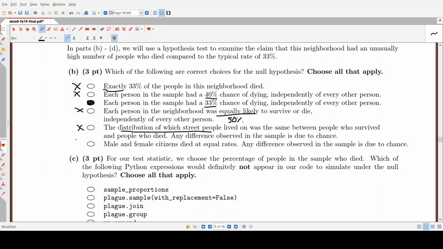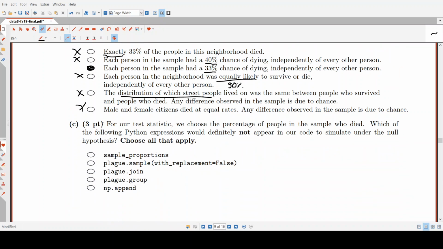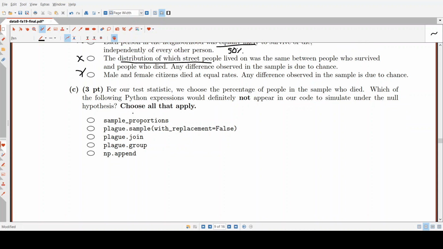Okay, the last one is that male and female citizens died at equal rates. So this is not a good null hypothesis because it's not testing what we want to test. We're testing this neighborhood versus others. We are not testing male versus female. Okay, part C. For our test statistic, we choose the number or the percentage of people who died. Which of the following Python expressions will definitely not appear in our code to simulate? Choose all that apply. Okay.